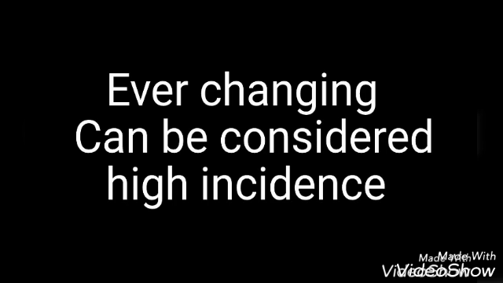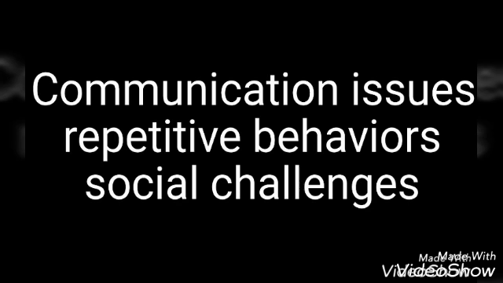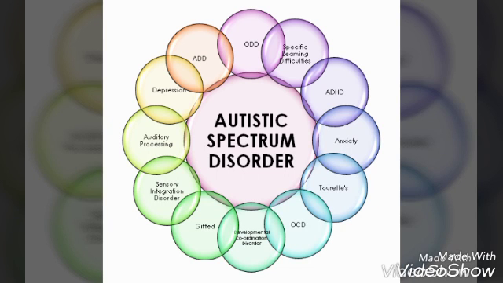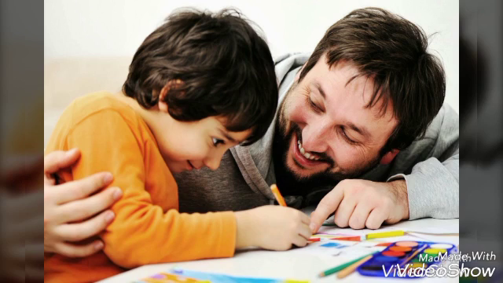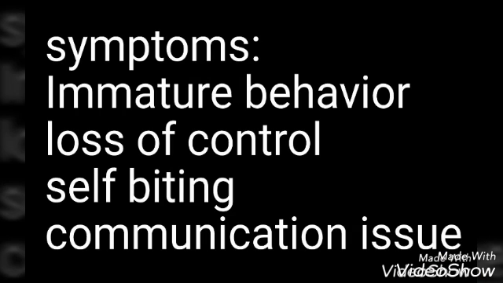Category 10 includes autism. Autism is ever-changing and can be considered high incidence. There are communication issues, repetitive behaviors, and social challenges. The definition for autism is a mental condition that is present from early childhood, characterized by difficulty in communicating and forming relationships with other people and in using language and abstract concepts. The symptoms include immature behavior, self-biting, and communication issues, of course.